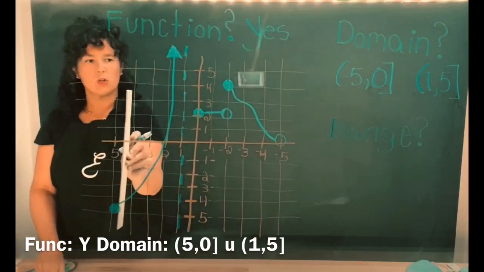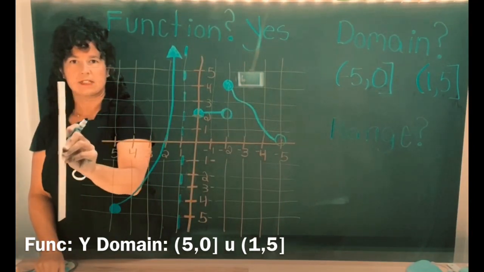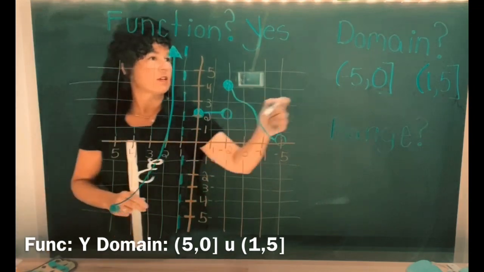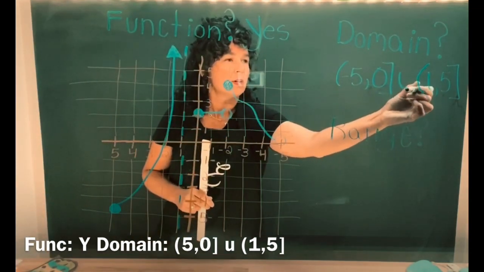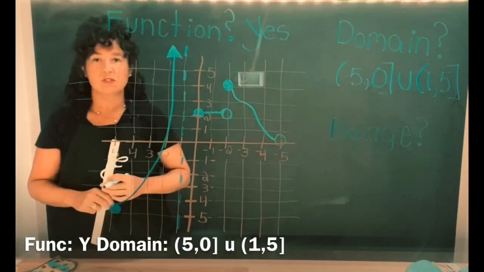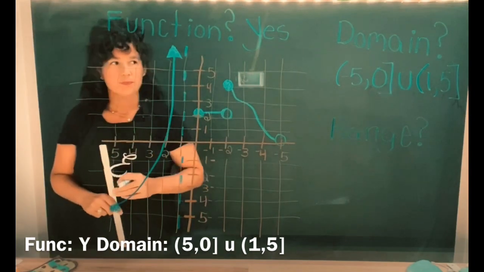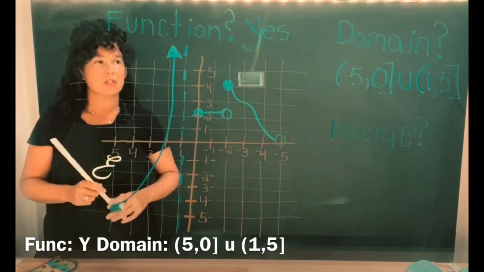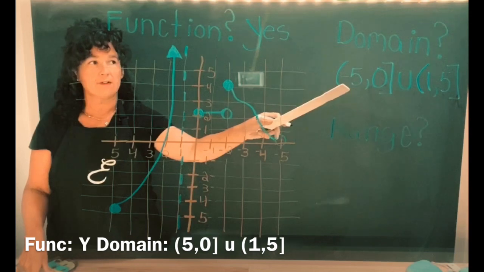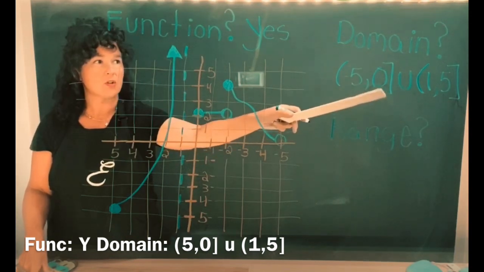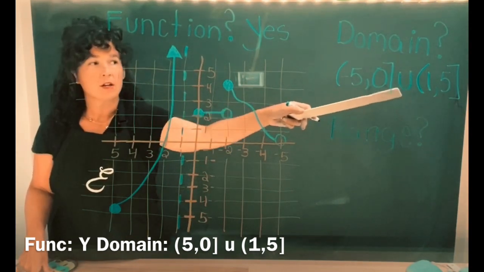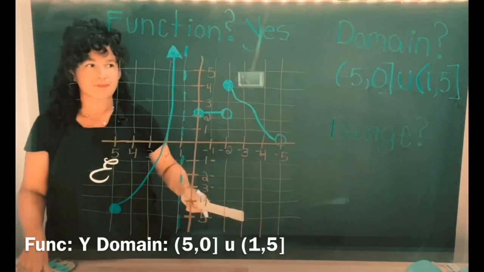And then we are no longer in contact. We're going to put a U to put those together. That stands for union. All right, so the x values are not including -5 through 0, including 0, union, not including 1, through 5, including 5.